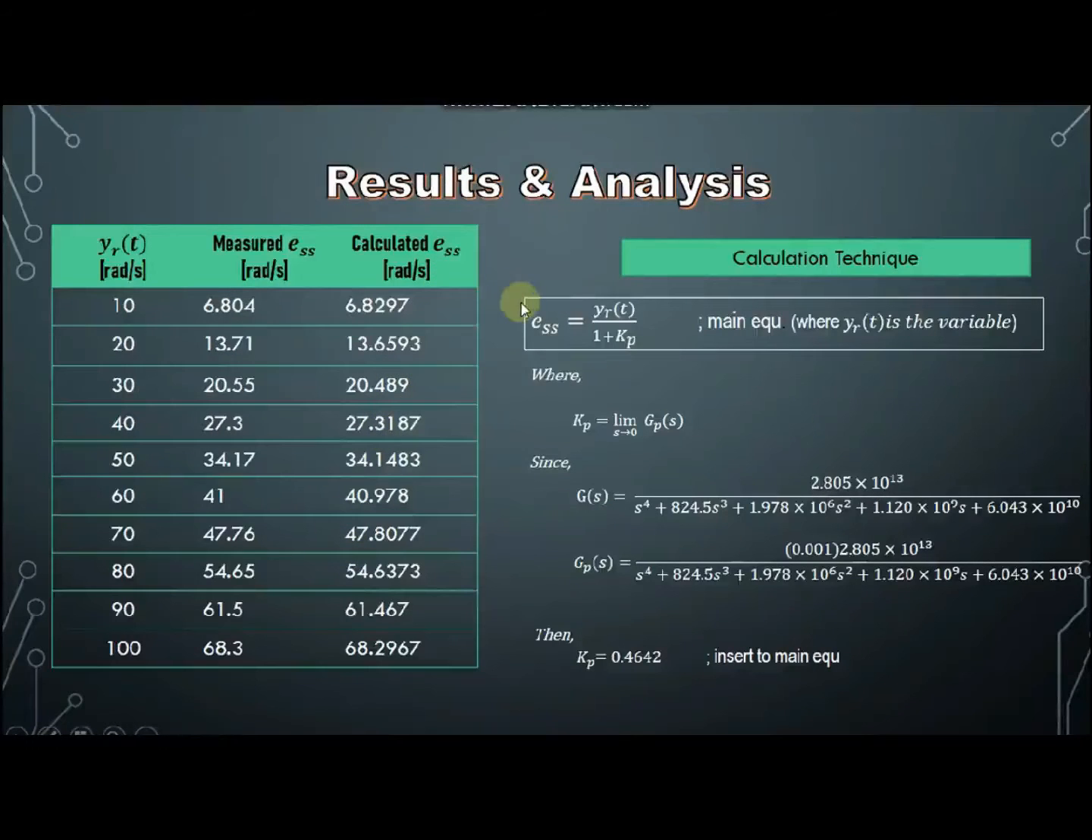Thus, the equation is the reference signal over 1 plus Kp, and Kp is 0.4642. We obtain this value from the product of the transfer function with the gain value, which we then substitute in this equation, giving us the value of Kp as 0.4642. So all we have to do is substitute the reference signal and record every value that we calculate and tabulate it in this table. As we can see right here, there isn't much difference between the measured values and the calculated values.